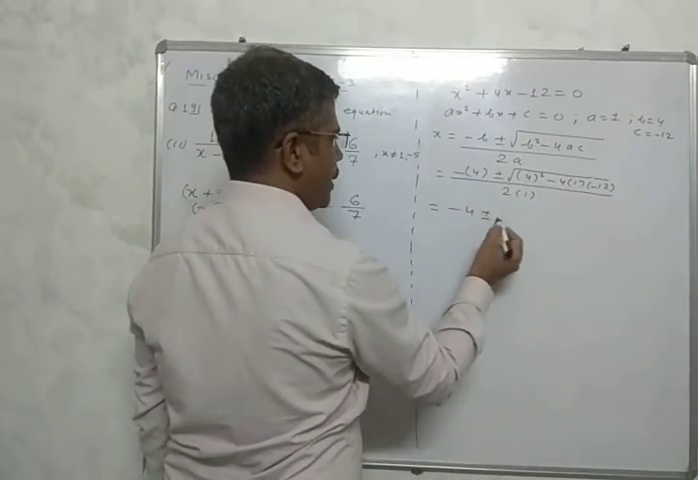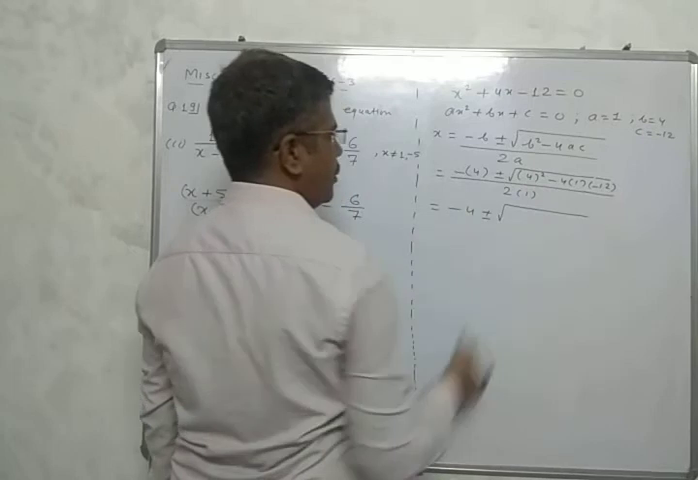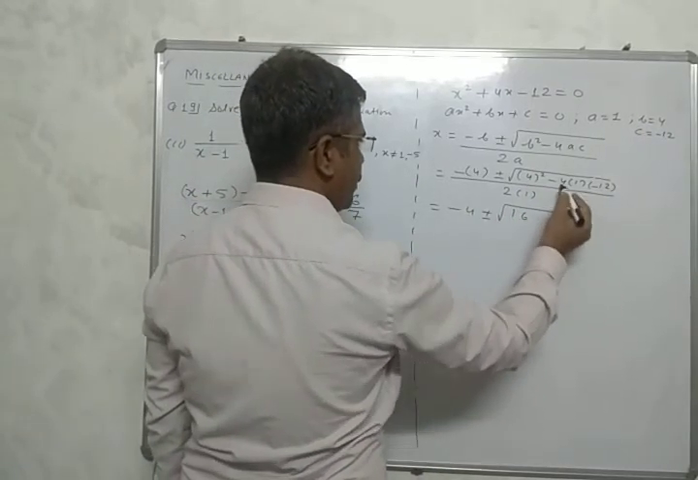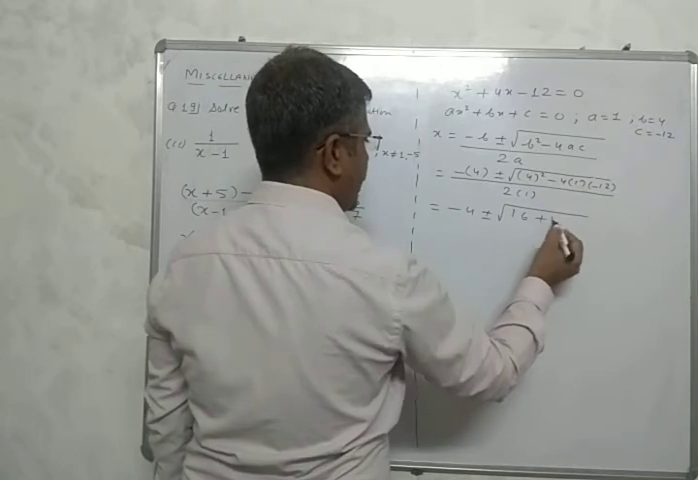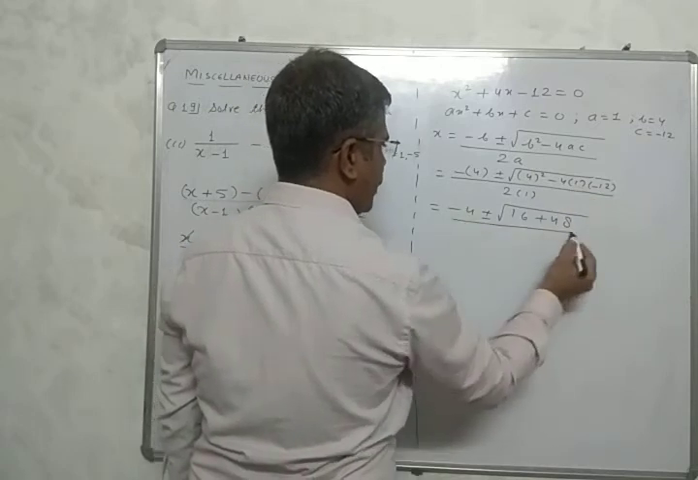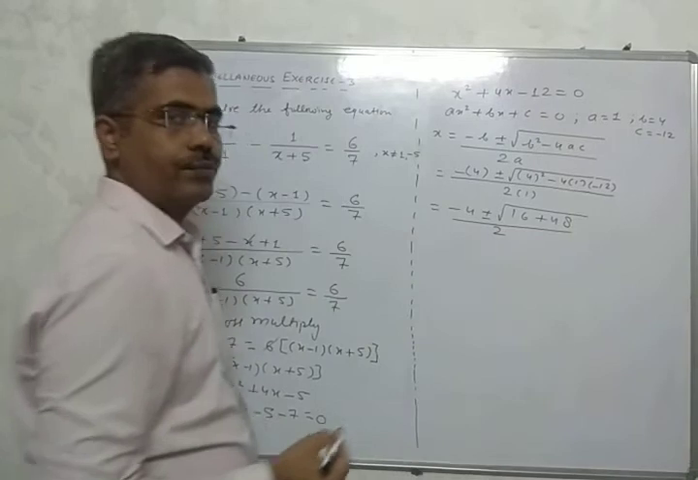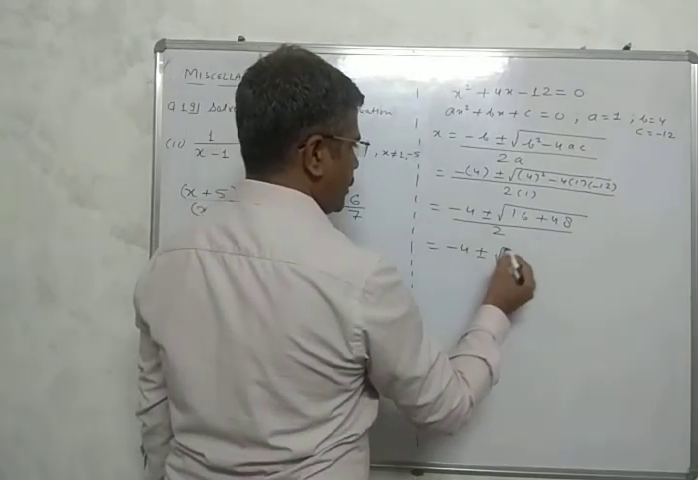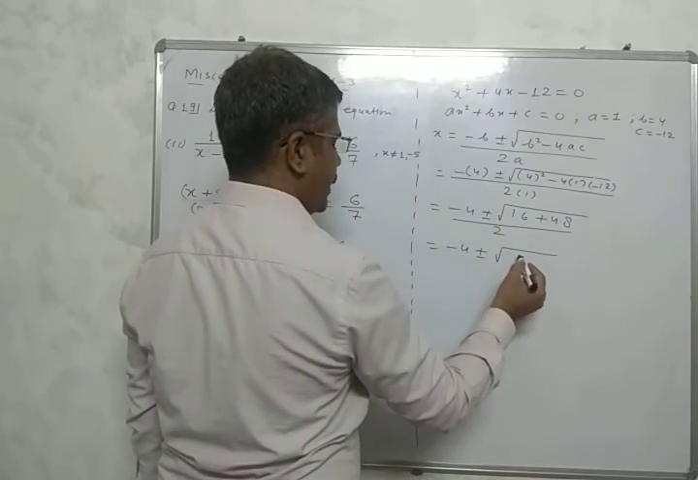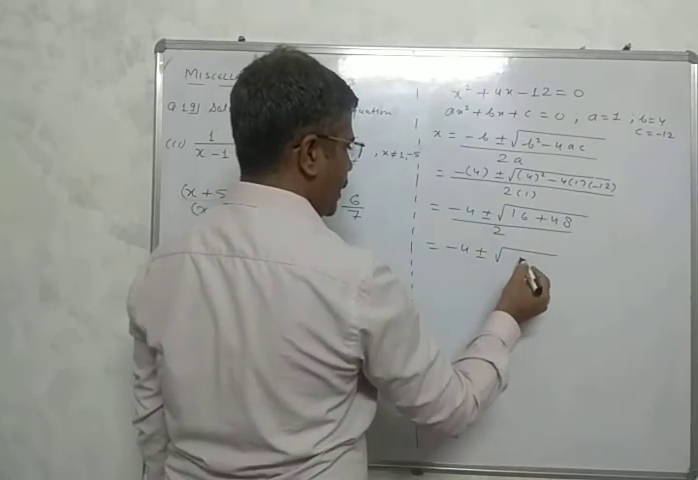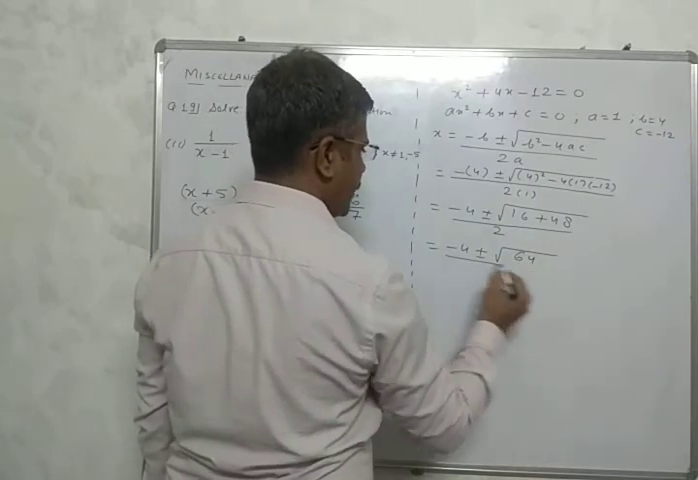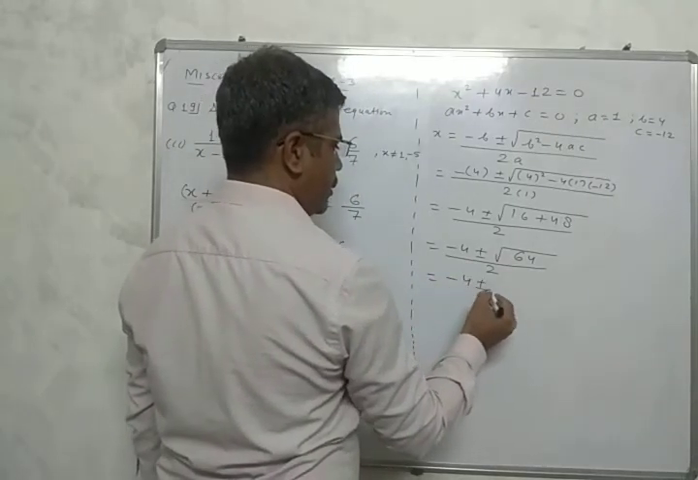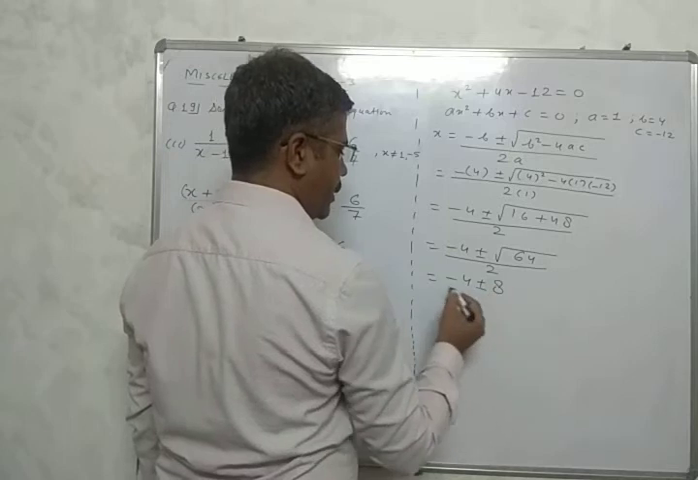Minus 4 plus minus square of 4 is 16, minus minus plus, 12 4s are 48, upon 2. Minus 4 plus minus 16 plus 48. 16 plus 48 is 64 upon 2. We know that square root of 64 is 8.